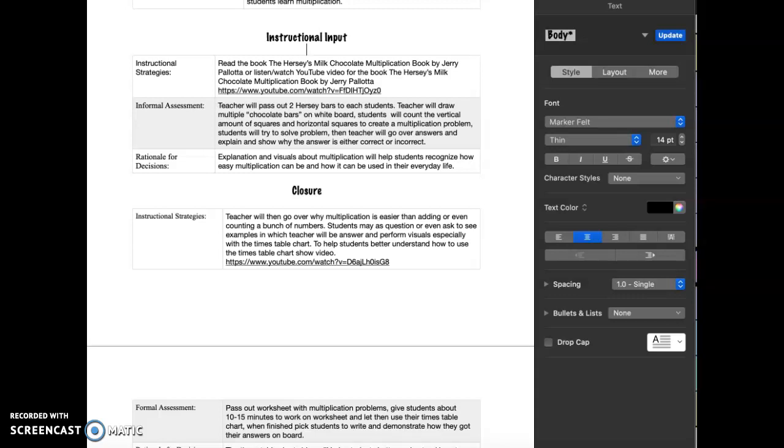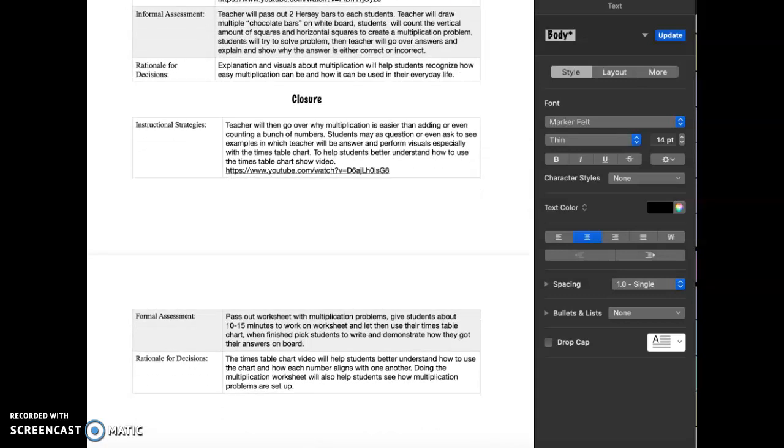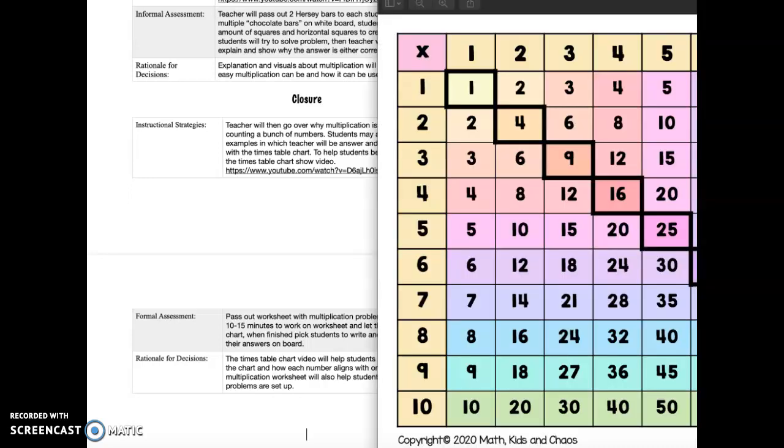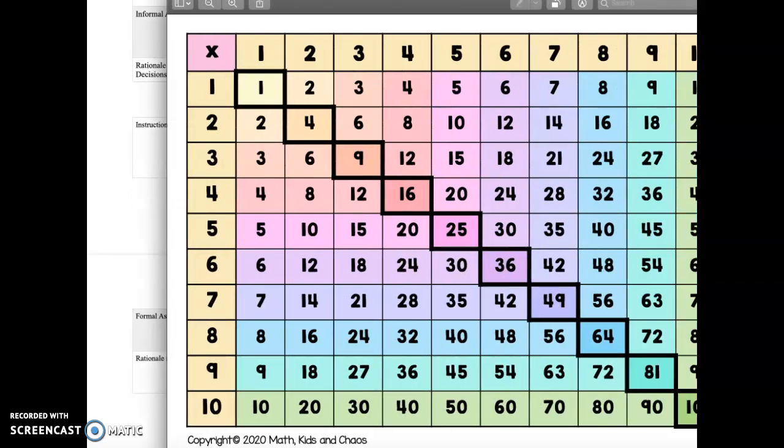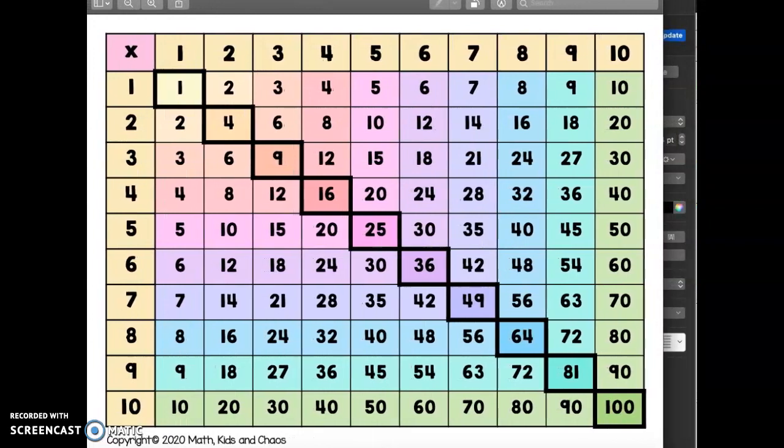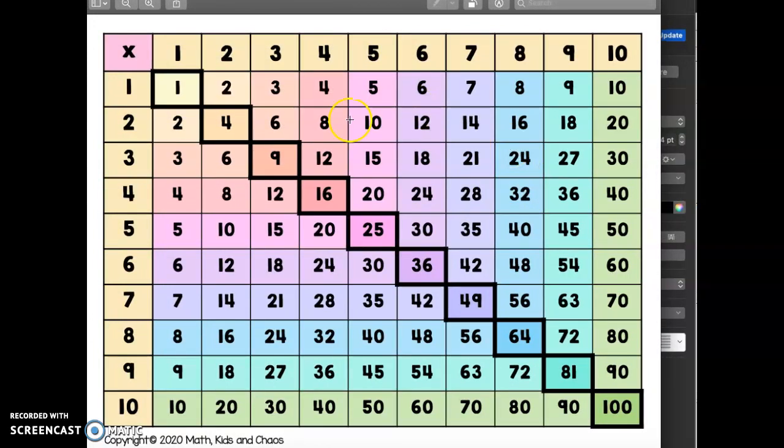I would draw multiple chocolate bars on the board, and then I would even give the students a multiplication table that looks something like this one. I even incorporated a video on how to use this. So for example, 4 times 4 would be 16. So like 1 times 1, it's in a box that's a little bit darker and more bold. And then it goes all the way down to 10 times 10.